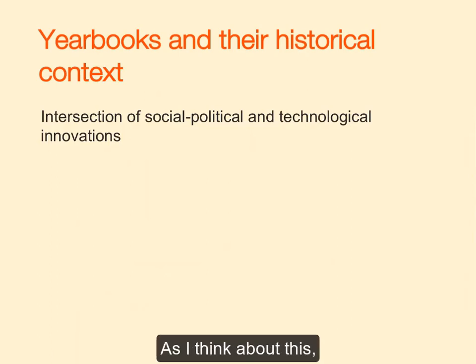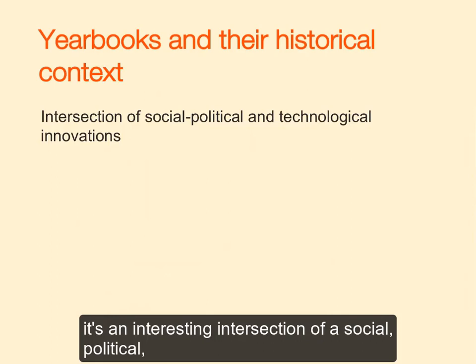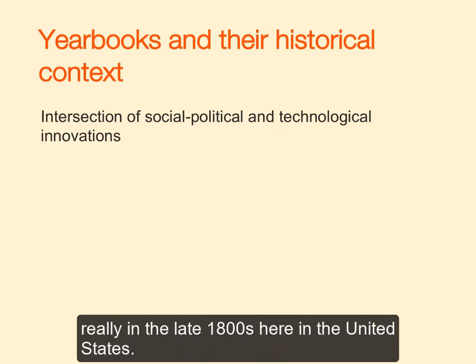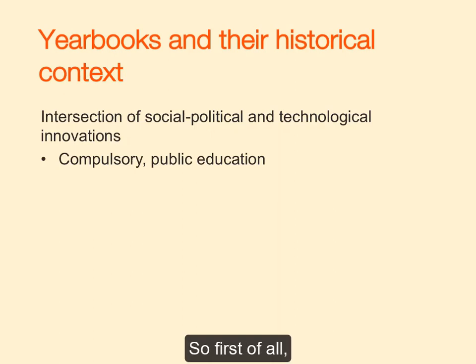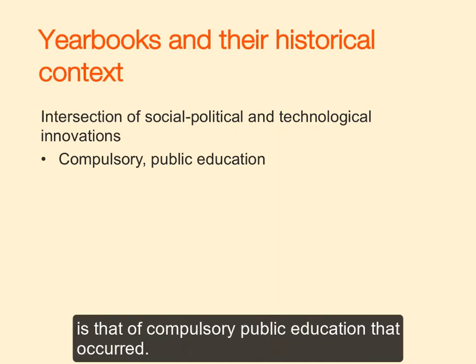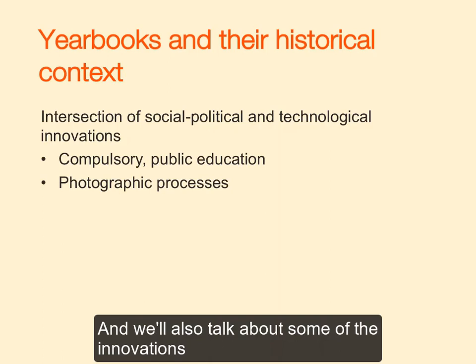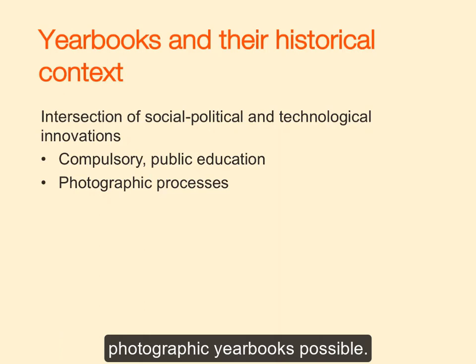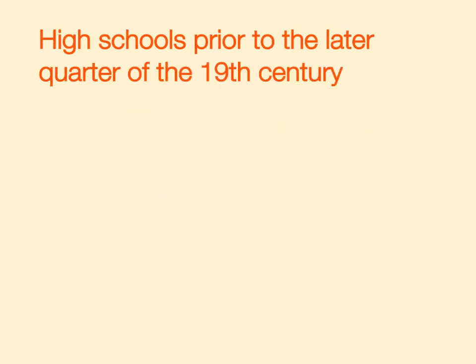So as I think about this, it's an interesting intersection of a social, political, and technological innovation that occurred really in the late 1800s here in the United States. And we'll talk a little bit about that. So first of all, the main social political innovation is that of compulsory public education that occurred. And then we'll also talk about some of the innovations in the photographic processes that made these photographic yearbooks possible.